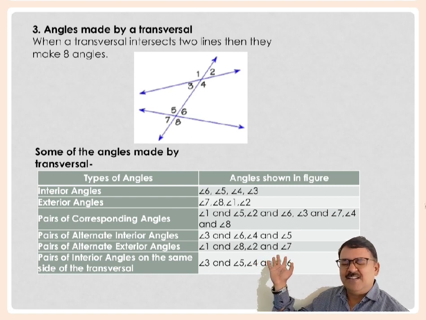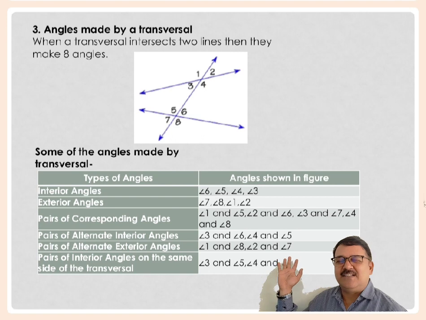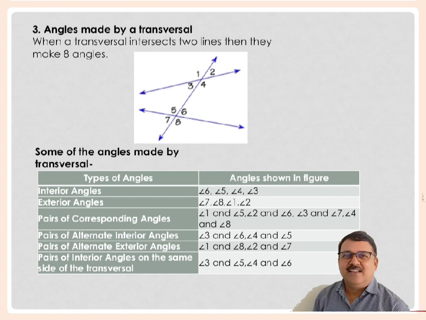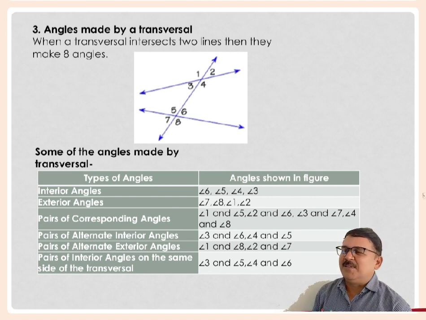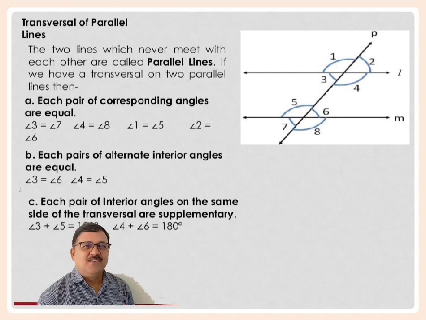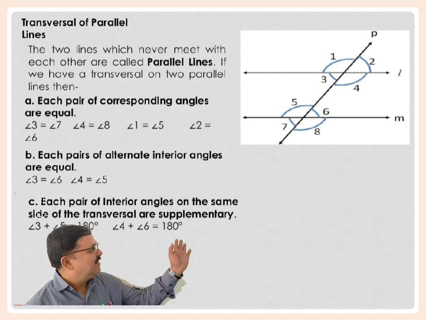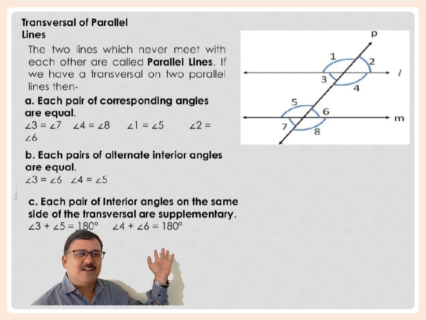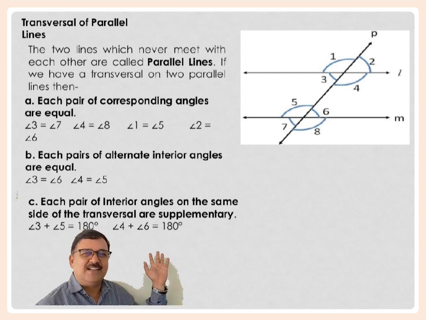Angles made by a transversal. When a transversal intersects two lines, then they make different angles. You can see in the figure two lines, they are intersected by another transversal, forming angle 1, angle 2, angle 3, angle 4, angle 5, angle 6, angle 7, and angle 8. Now we have some special names for these angles.